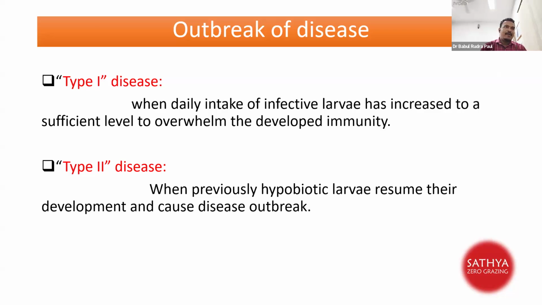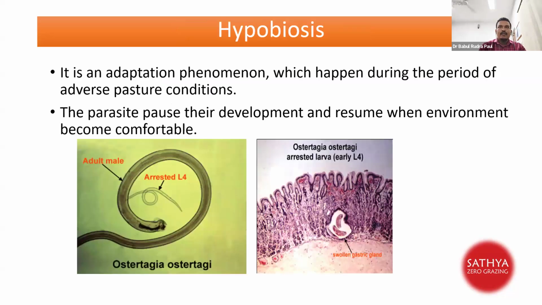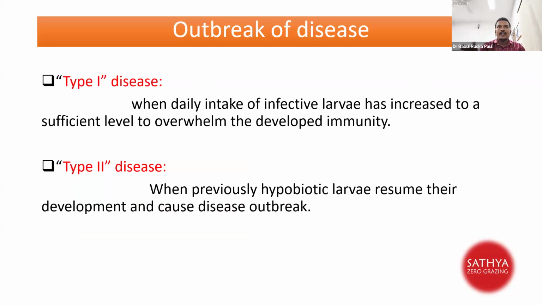Second one is type 2 disease. In type 2 disease, what happens? When the hypobiotic larvae resume their growth, it is type 2 disease. And type 1 disease is a newly infected condition when immunity is less.